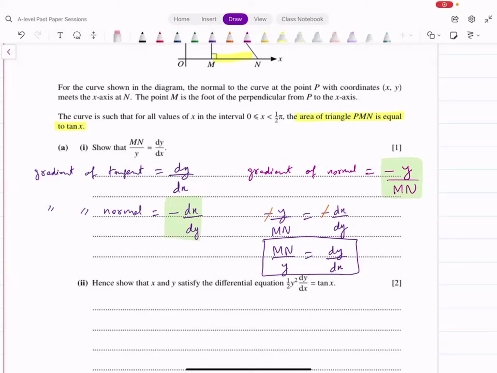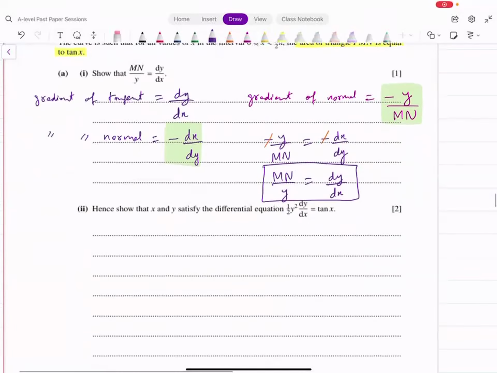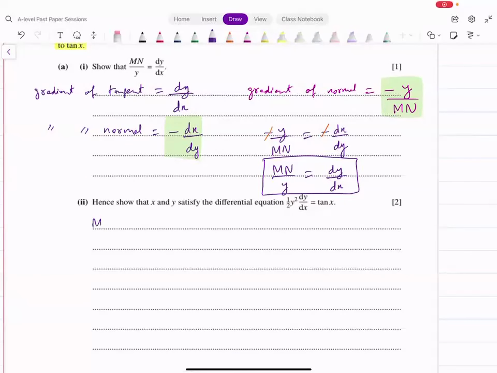यहाँ पे हमारे पास क्या चीज आ रही है? tan x आ रहा है. tan x क्या था? रिमेंबर उसने आपको ये एक रिलेशनशिप दिया हुआ था, एरिया ऑफ ट्राइंगल इज इक्वल टू tan x. ओके, अच्छा, एक तो पिछला पार्ट यूज करना है, वो हम यहाँ पे लिख लेते हैं. पिछला पार्ट हमने क्या प्रूव किया? We have proved mn over y equals dy over dx.